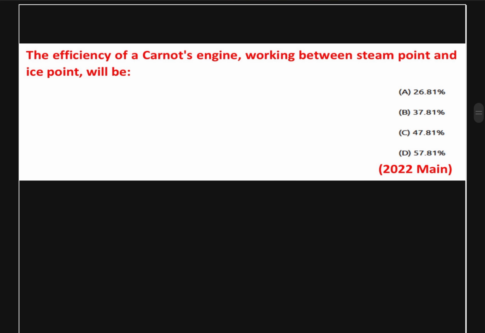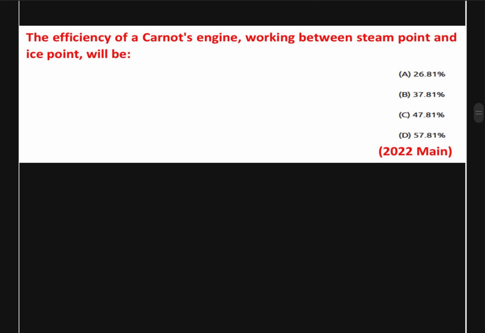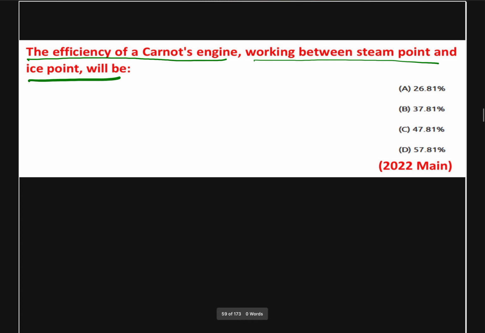Next question. It states that the efficiency of the Carnot engine working between steam point and ice point will be. So here steam point and ice point means 273 and 373, okay, Kelvin, not degree centigrade.